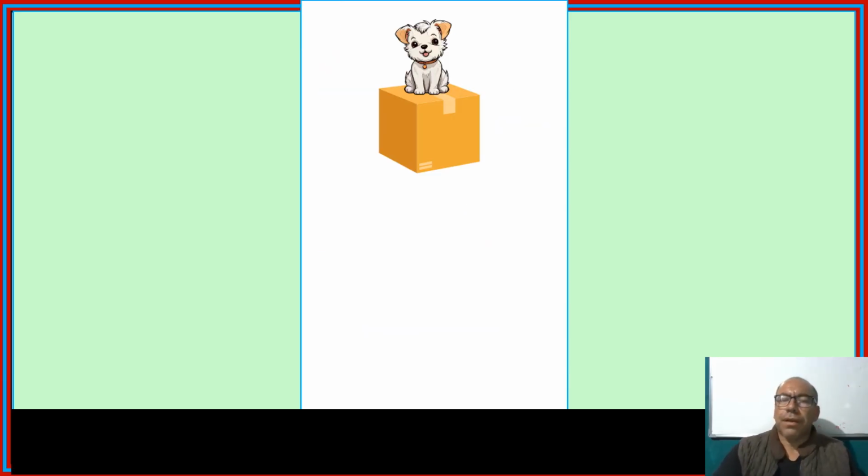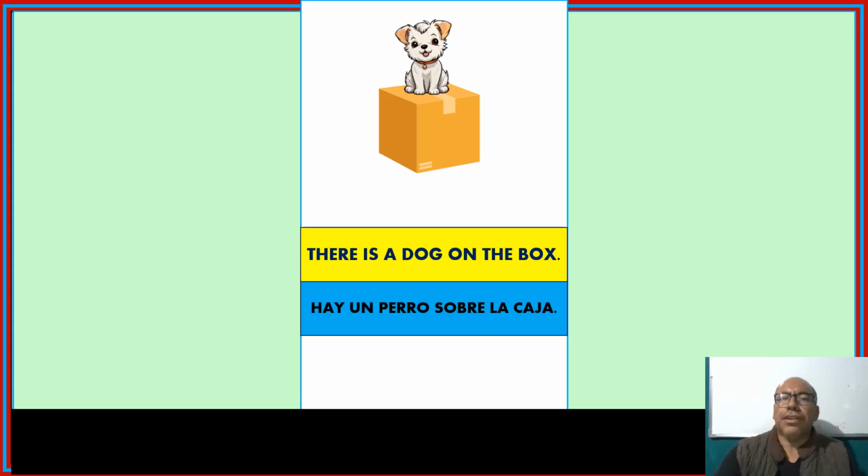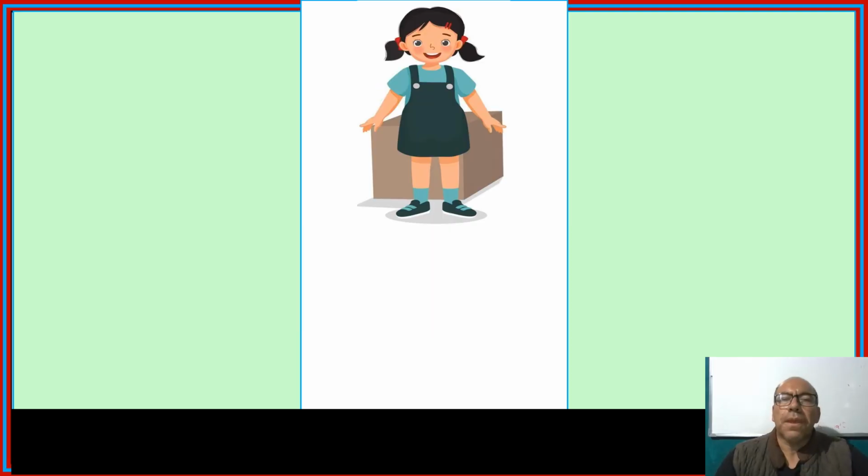Example number 1. There is a dog on the box. Okay, in this example we can see "there is." What is the meaning of "there is" in Spanish? "There is" is "hay." That is the translation for "there is." Okay, so let's check example number 2.